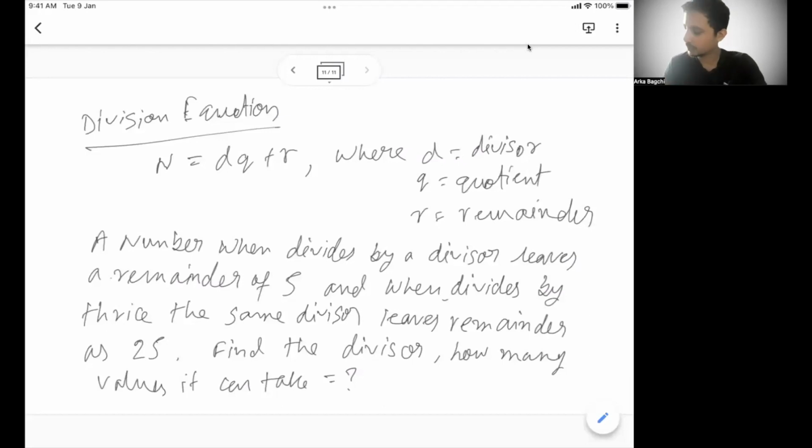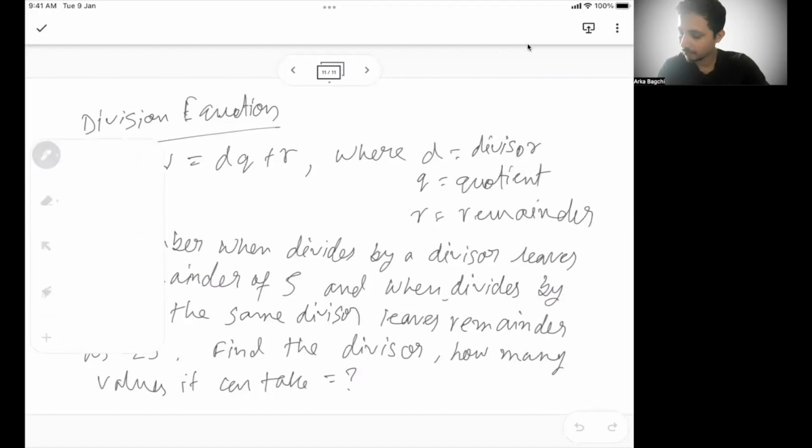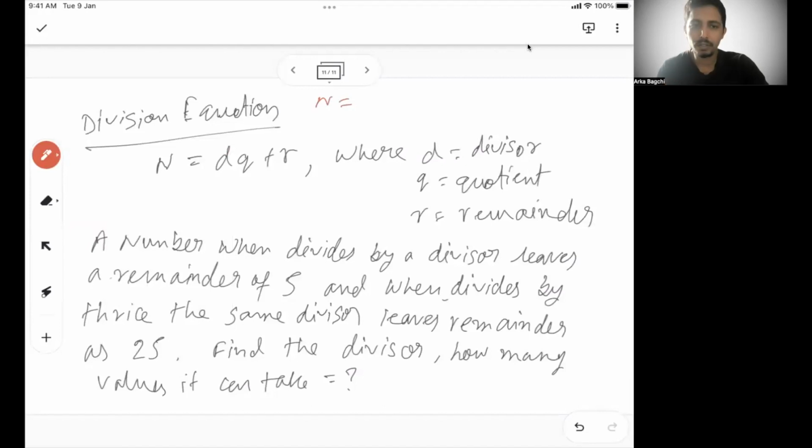Okay, so if you read the problem, it says a number when divided by the divisor leaves a remainder of 5. That means if the number is n, when divided by d, the divisor, leaves a remainder, so let's say q is the quotient, and when divided by a divisor it leaves a remainder of 5. Okay, 5 is the remainder.